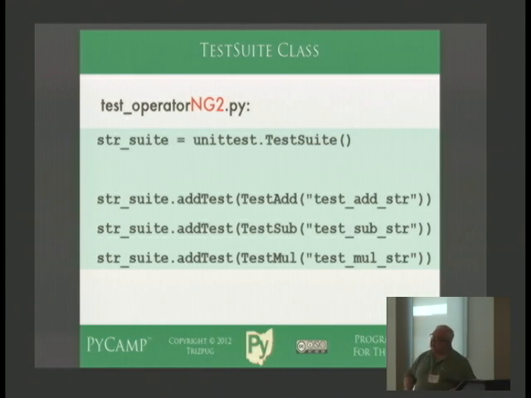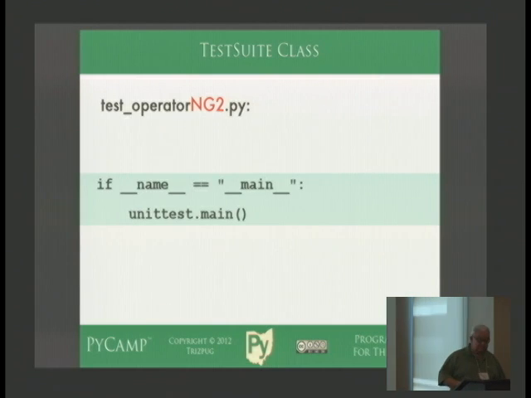We're going to add another method, the test_sub_string method from our TestSub subclass. And we're also going to add the test_mul_string method from our TestMul subclass. So we've added 3 methods to a test suite. We've selected which methods go into our test suite. Okay, so there are now 3 subclasses of TestCase in our test_operator_ng2 script, plus a test suite that we have added 3 methods to. And then down at the bottom, unittest.main, we instantiate that. And what is that now going to do?